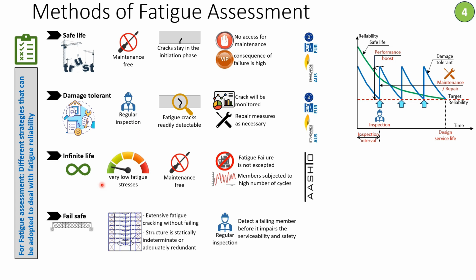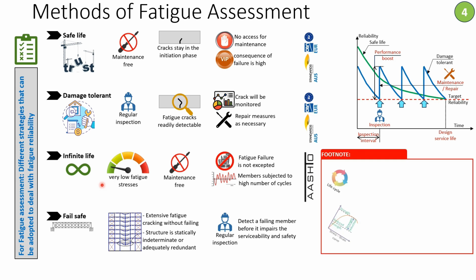The fourth method is fail safe, and it depends on the fact that your structure is highly indeterminate and highly redundant, and the load path has a lot of alternative load paths. It allows for fatigue failure to happen, depending on the fact that there is space for the redistribution of the stresses, and there is time for replacing the failed member. Obviously, this method requires regular inspection.